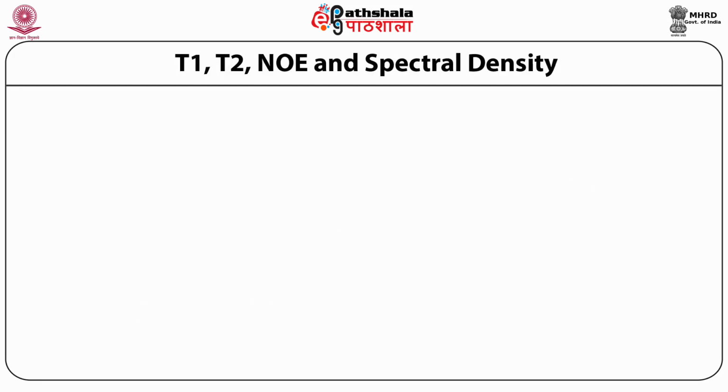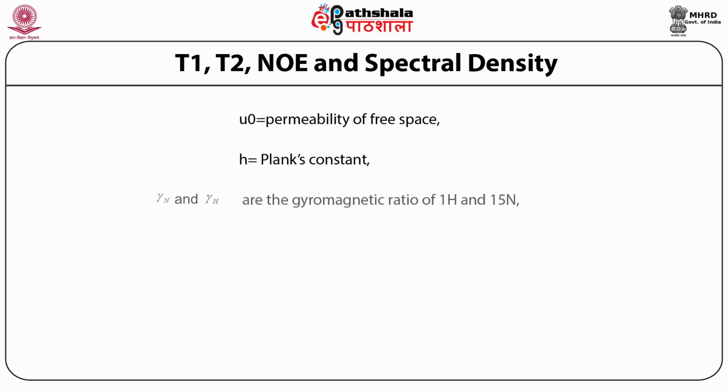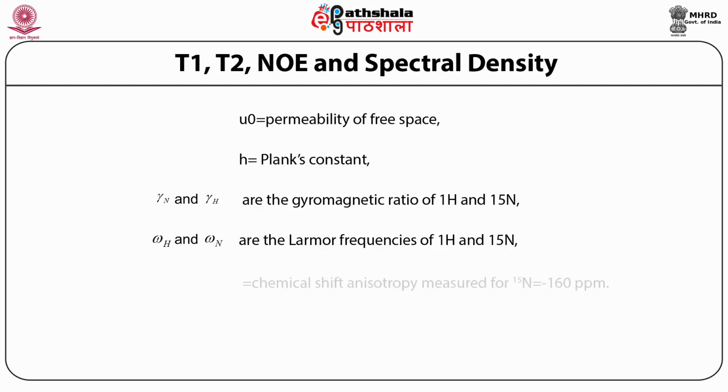The previous slides give you some equations where mu naught is the permeability of free space, h is Planck's constant, gamma N and gamma H are the gyromagnetic ratios of 1H and 15N, omega H and omega N are the Larmor frequencies of proton and 15N, and delta sigma is the chemical shift anisotropy measured for 15N, which is around minus 160 ppm.